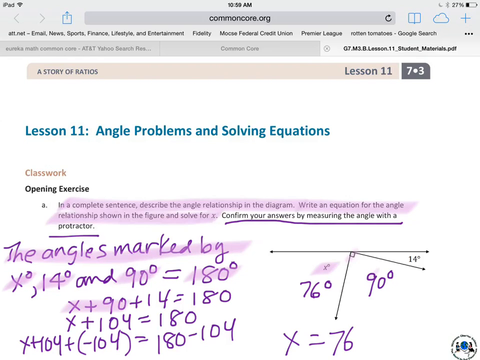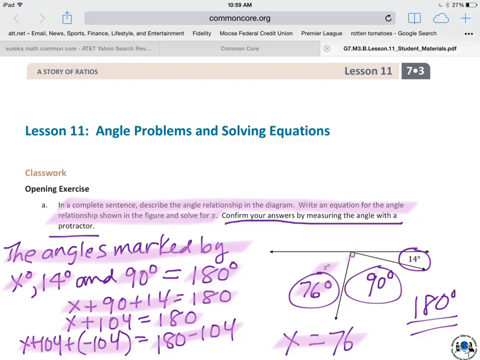So x plus 90 plus 14 equals 180. X plus 104 equals 180. Then take away 104 from both sides, and we have x equals 76. So x degrees is 76 degrees. Add all three of those together, 76, 90, and 14, and you will get 180 degrees. You can check that with your protractor if you would like. Just go ahead and measure that angle right there.